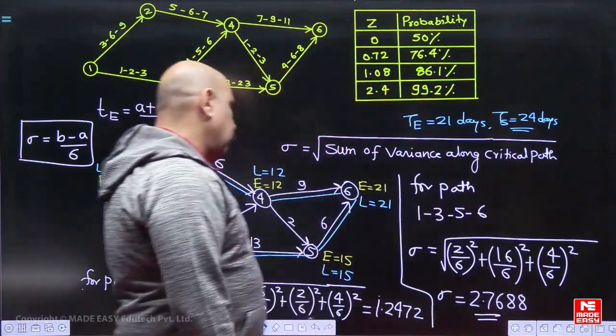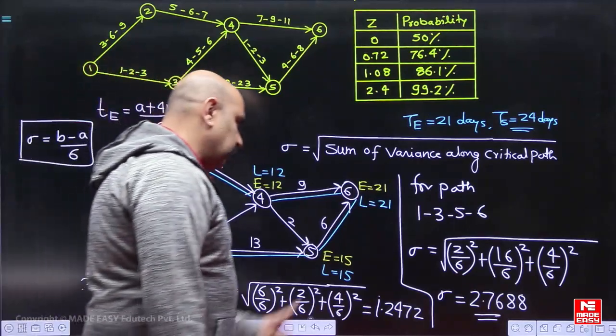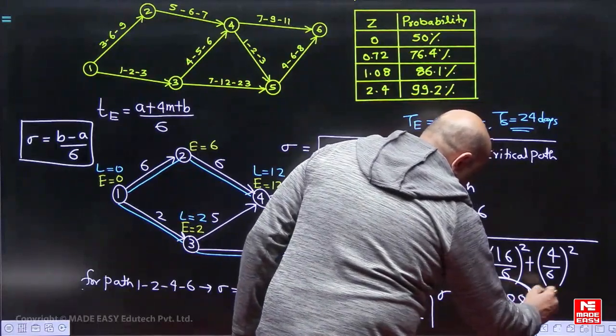So see, there are two critical paths. On both we find out the standard deviation. Now the maximum value is on the second path, that we should select to find out probability.